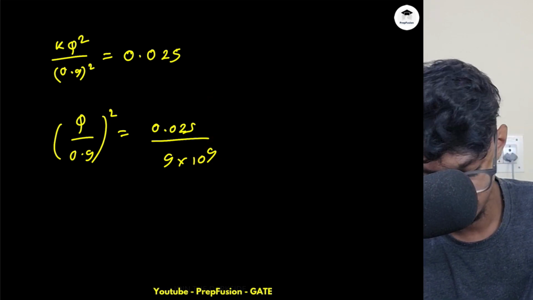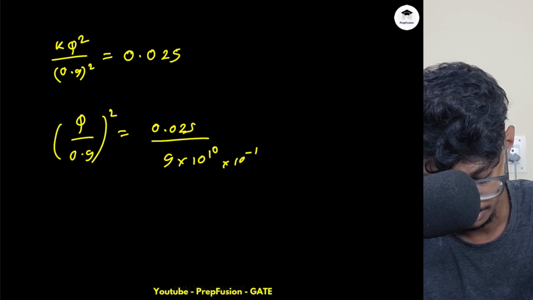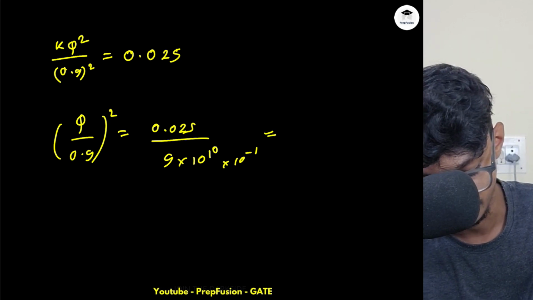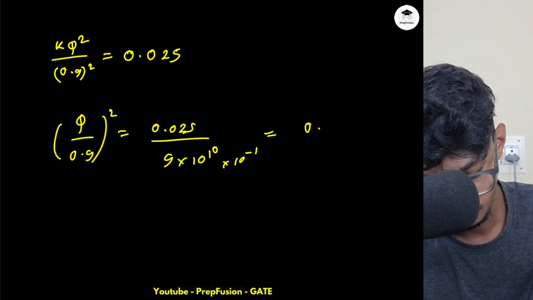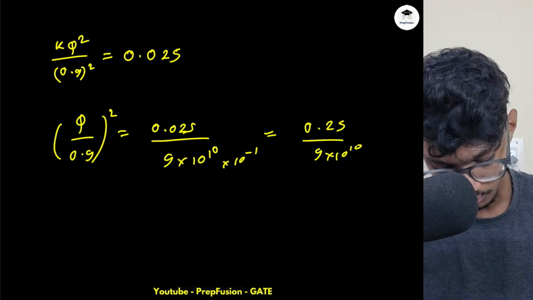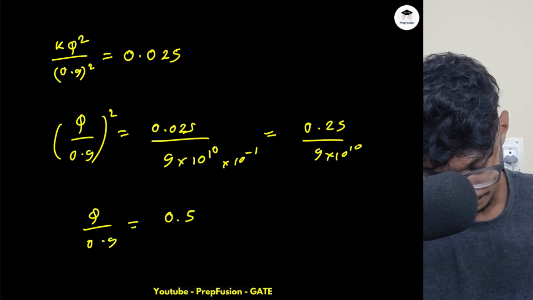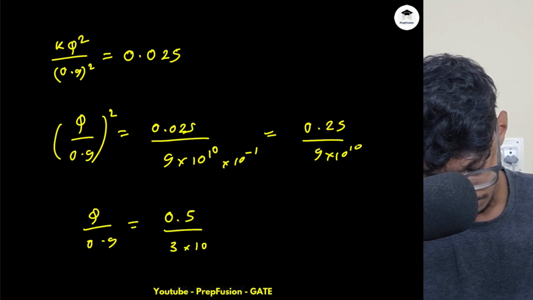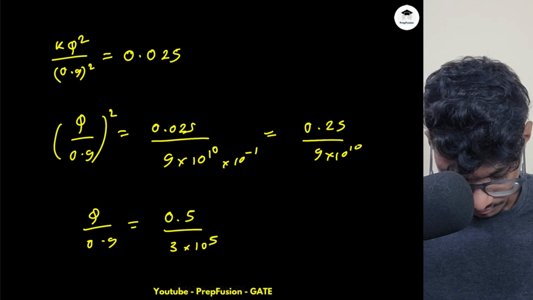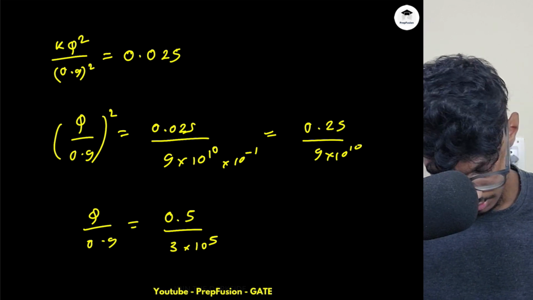So what I can do is add a 10 here and a 10 raised to power minus 1 here. If this is 0.25, yeah, this will become symmetric actually. This will be 0.25. This will be 9 into 10 raised to power 10. So if I take the square root now, this will be Q by 0.9. This will be 0.5. This will be 3 into 10 raised to power 5. So now if I find it out, what will this value be? 0.9 into 0.5 divided by 3.